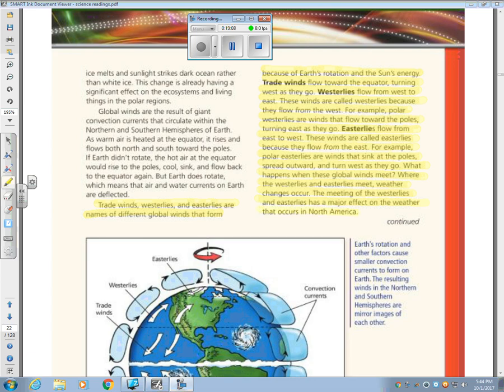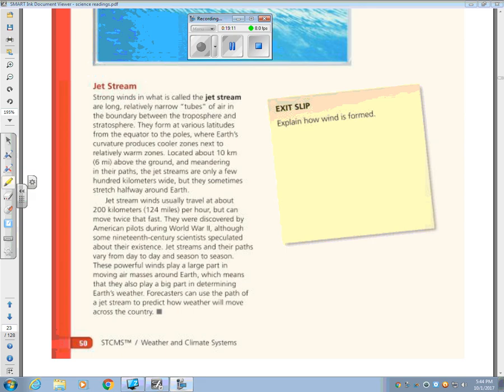Jet stream. Strong winds in what is called the jet stream are long, relatively narrow tubes of air in the boundary between the troposphere and the stratosphere. They form at various latitudes from the equator to the poles, where Earth's curvature produces cooler zones next to relatively warm zones. Located about 10 km, 6 miles, above the ground, and meandering in their paths, the jet streams are only a few hundred kilometers wide, but they sometimes stretch halfway around Earth.